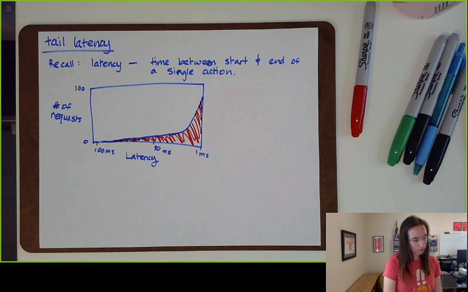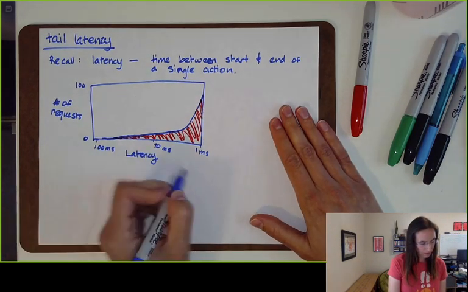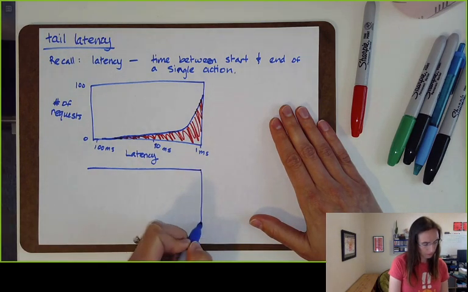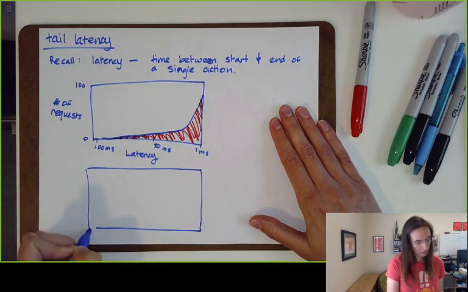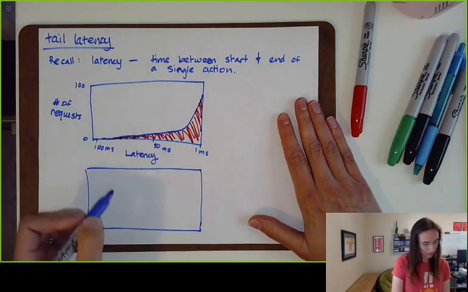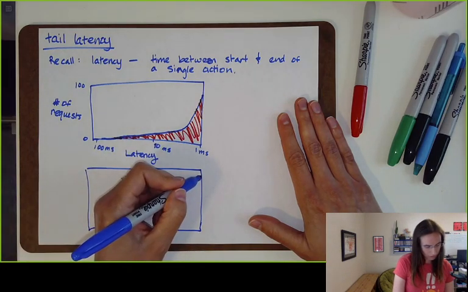So here's the thing. Let's say that you have that picture, and then I'll draw a different picture here, where the labels on the axes are the same and everything's the same. But let's just say that the tail is a little bit shorter. So let's say that it's like this.